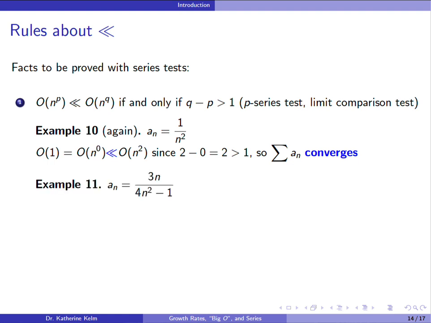On the other hand, in this example, we have a_n equals 3n over 4n squared minus 1. For the rest of the examples in this video, I encourage you to pause the video and see if you can work out the answer for yourself before continuing. So pause the video and try to decide based on this rule about sufficiently less than whether the series a_n in example 11 converges or diverges.